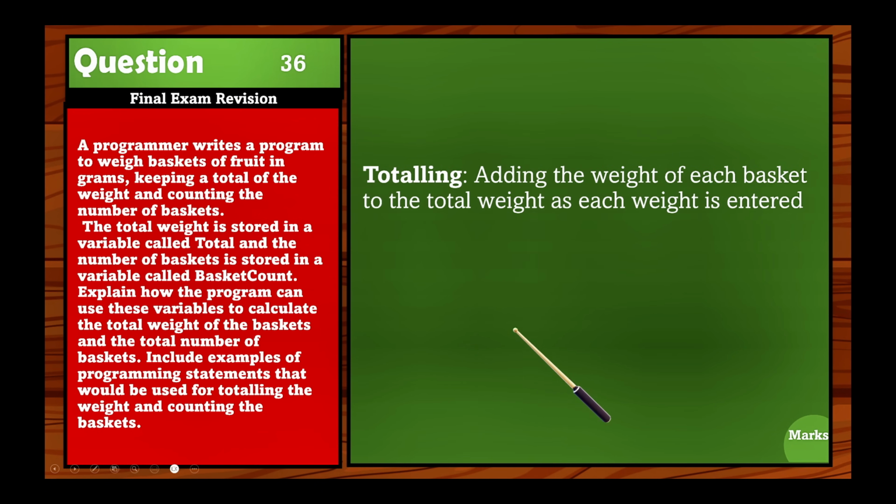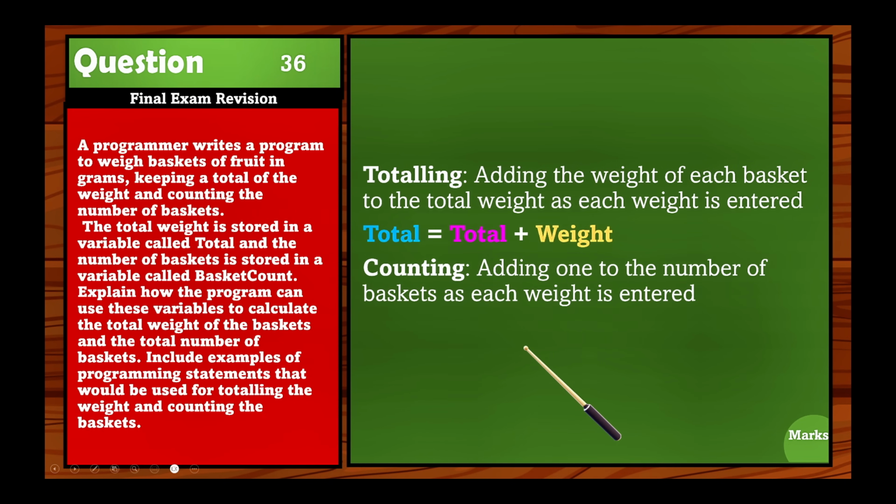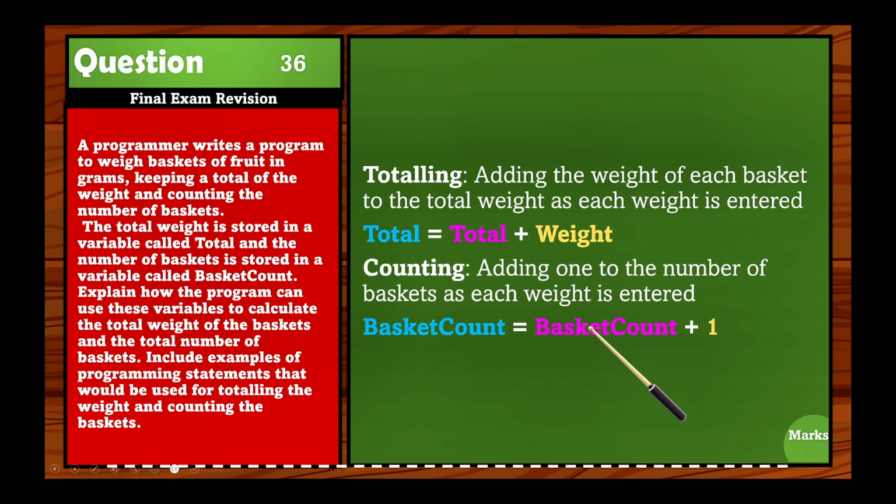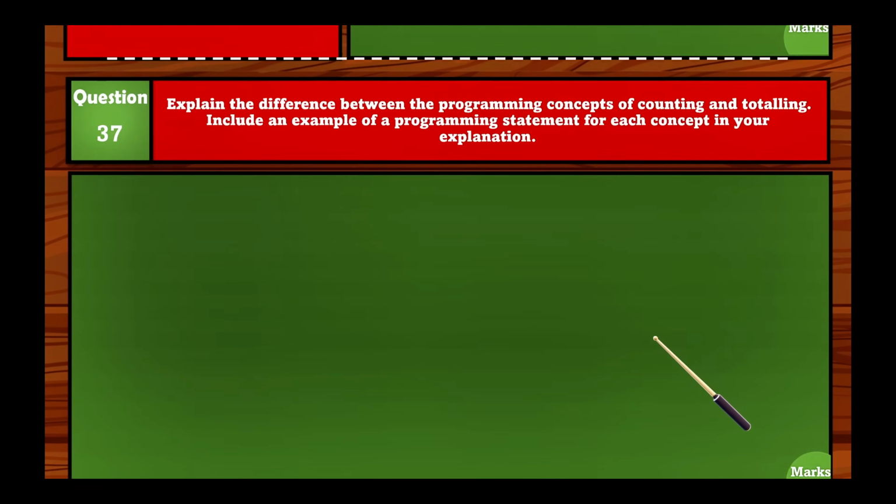Okay, so totaling is what? Totaling is adding the weight of each basket to the total weight as each weight is entered. This is how you can do it: total equal to total plus weight. Then you have counting, adding one to the number of baskets as each weight is entered. So how do you do the counting? Basket count equal to basket count plus 1.